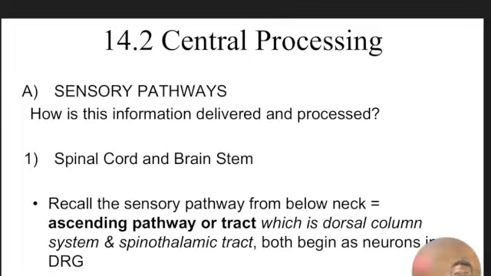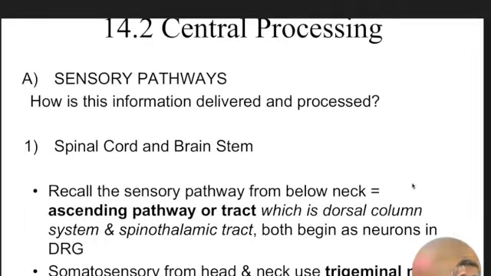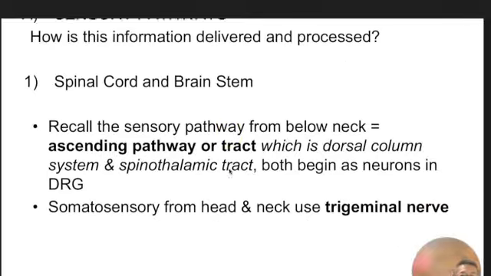Now, central processing. This is the last part of this section, but it is important, and we've got quite a bit to go. Sensory pathway. How is information delivered and processed? So this is what happens. We're going to talk about your spinal cord and brainstem and all that.